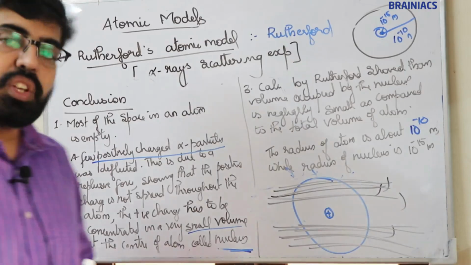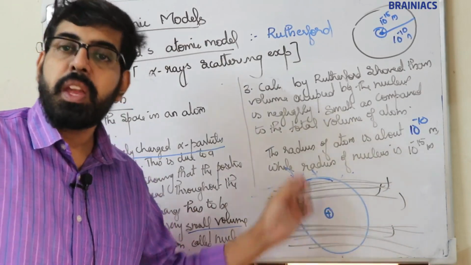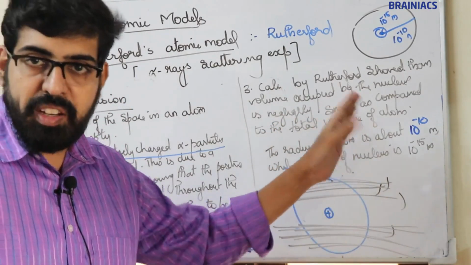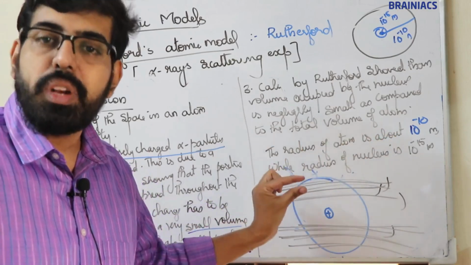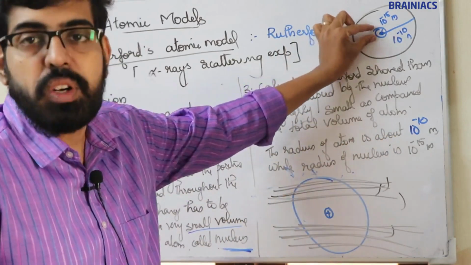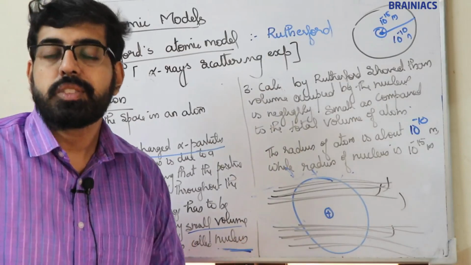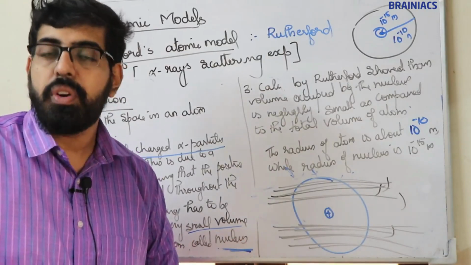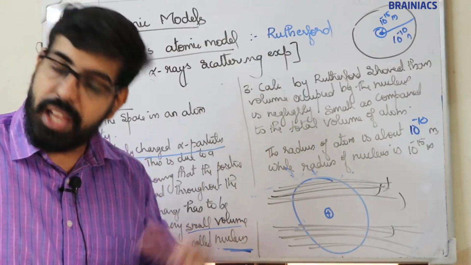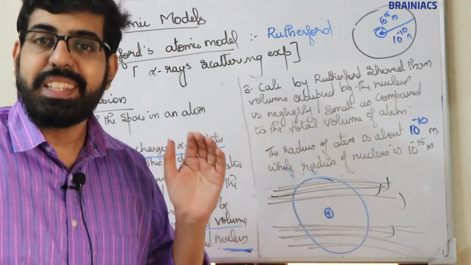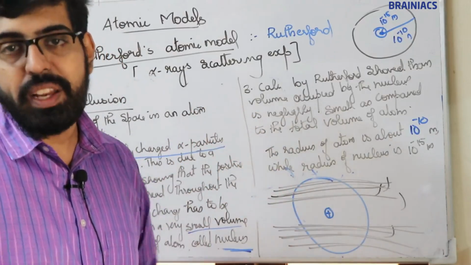Now, the size difference between the atom and the nucleus. If the radius of the atom is 10 raised to minus 10 meters, then the radius of the nucleus is only 10 raised to minus 15 meter. So these are the conclusions of the alpha ray scattering experiment.